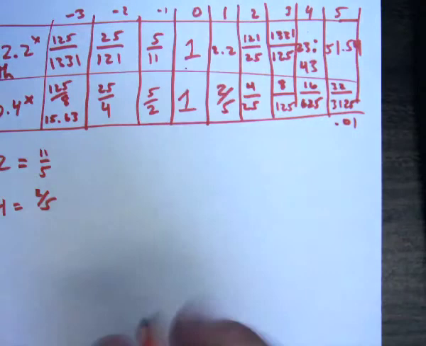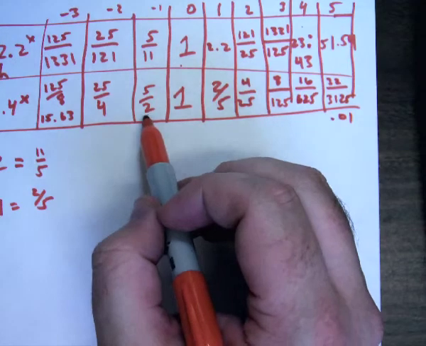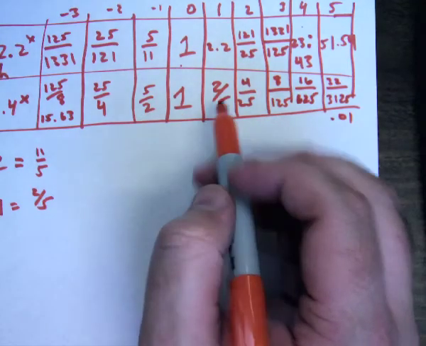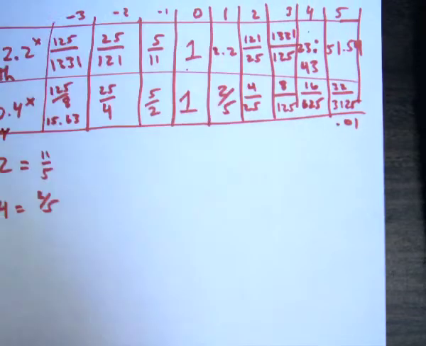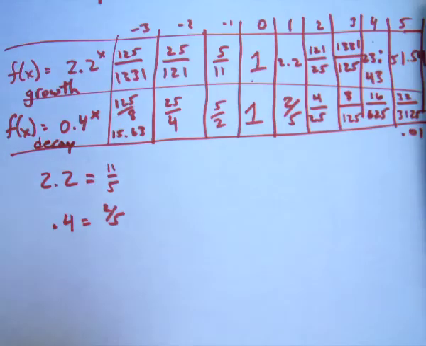And so you can see from here, we go from 2.5 to 1 to 2/5. Everything's going down, so this would be a good example of decay. Sorry, I know that's off the screen. Decay.